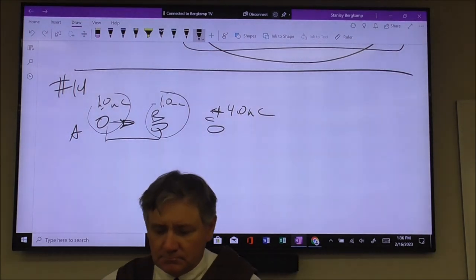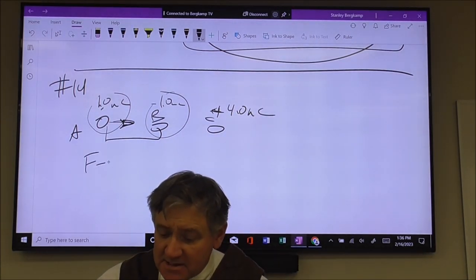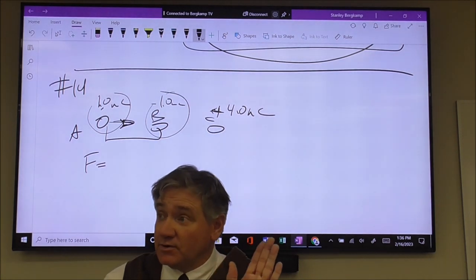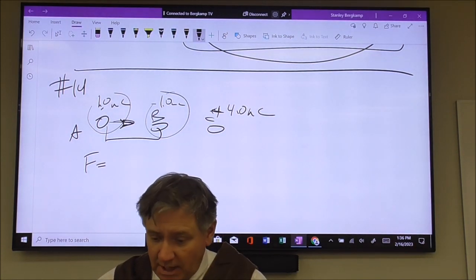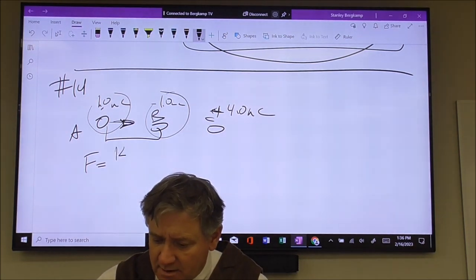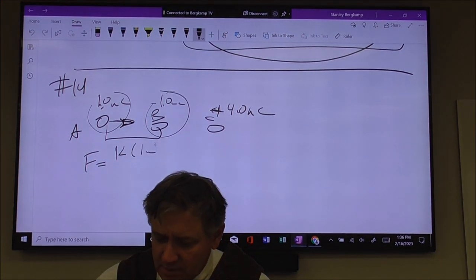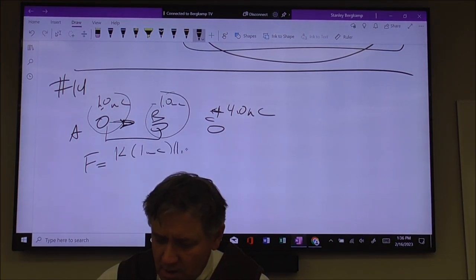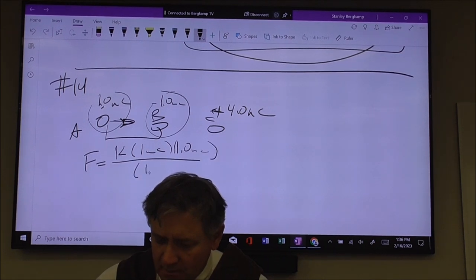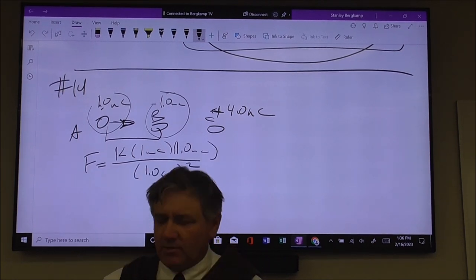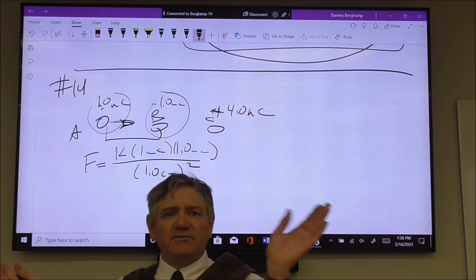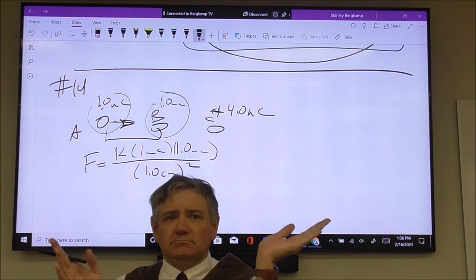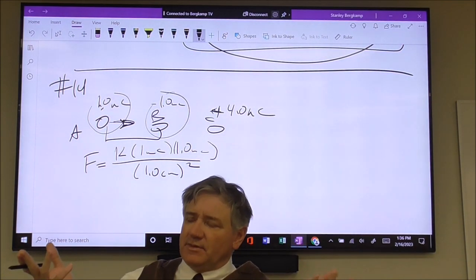True? And I'm actually going to leave this in nanocoulombs and centimeters. Okay? I am. And you'll see why. So that's going to be 1 nanocoulomb and 1 nanocoulomb divided by 1 centimeter squared. Okay? I can leave it in those units and just get a number, because all I'm doing is comparing them anyway.